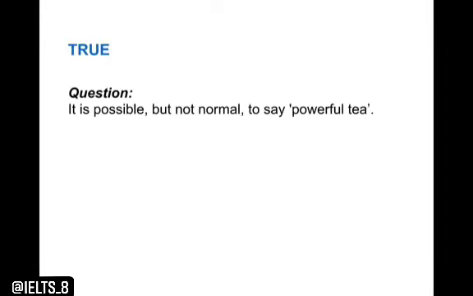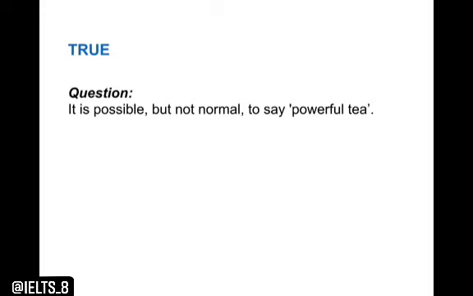Before we do our main exercise for today, let's look at some quick examples. These examples come from my blog, so you may have seen them before, but I think they're useful, just to show the techniques. The first example will be for an answer that's going to be true. Remember, we don't look at the passage first, we go straight to the questions. So here's the first question. It is possible but not normal to say powerful tea. And this is a true, false, or not given question.